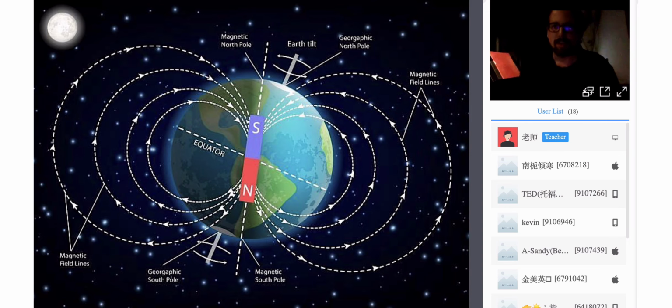How does a compass work? I wish I could tell you. Fortunately, I have a video that can.